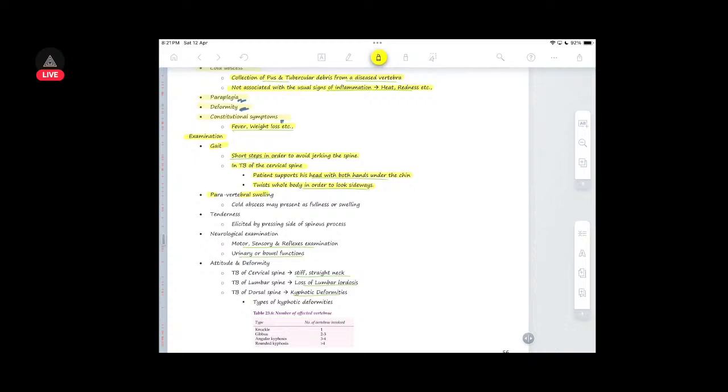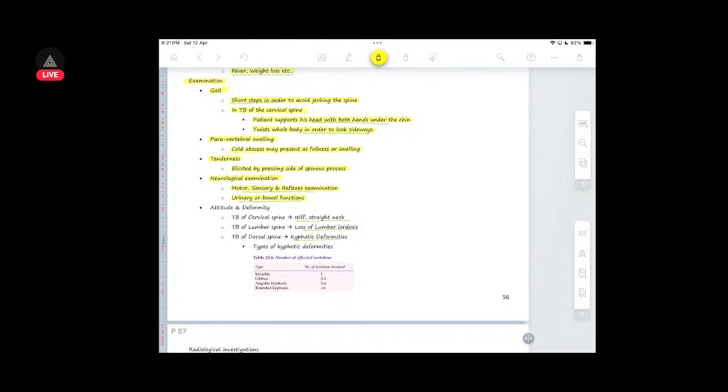Paravertebral swelling. Cold abscess may present as fullness or swelling. Tenderness will be there, elicited by pressing the side of the spinous process. Neurological examination, you can do motor, sensory, and reflex examination. Urinary or bowel functions you can examine. Attitude and deformity. TB of cervical spine will have a stiff straight neck.